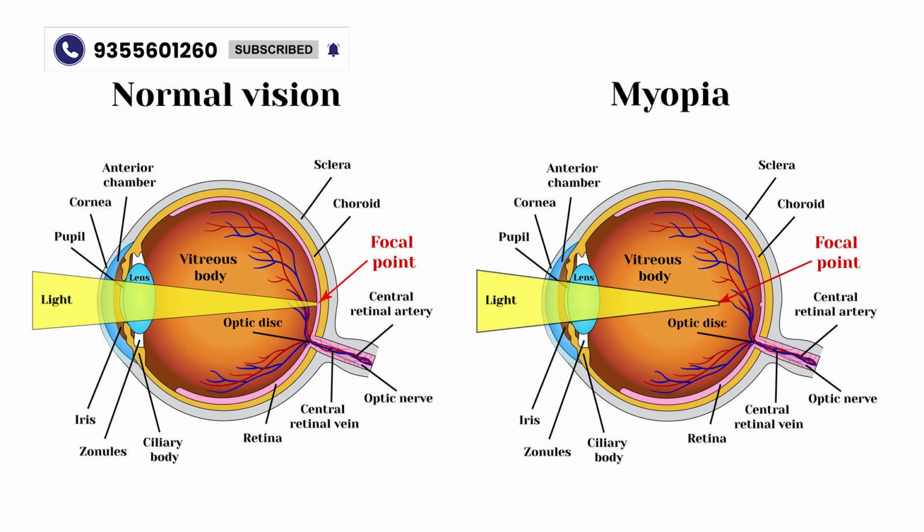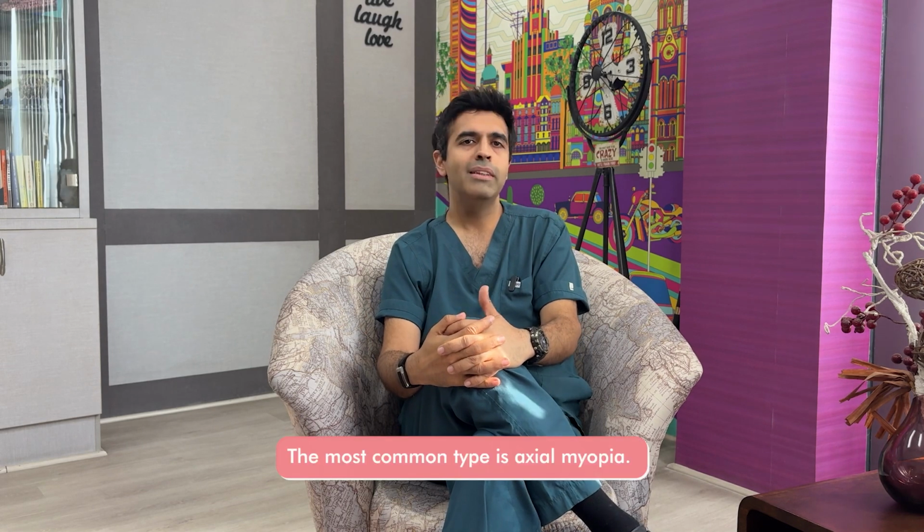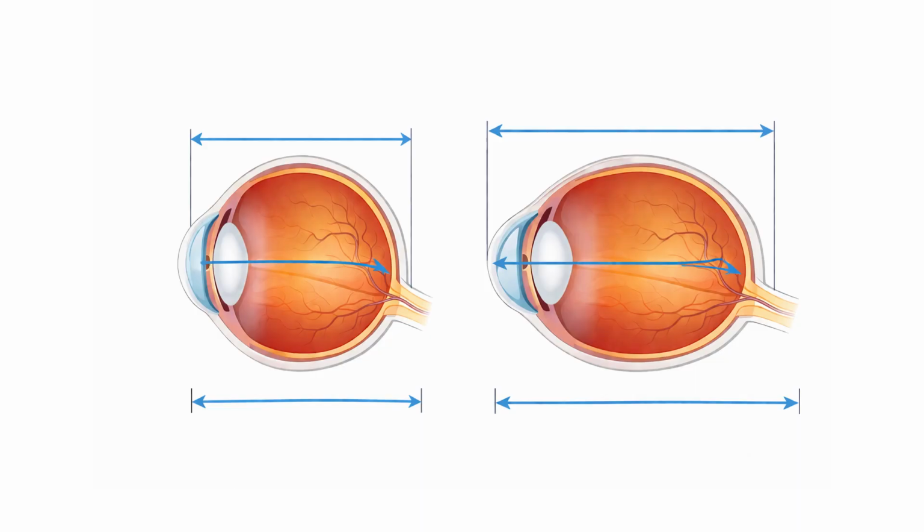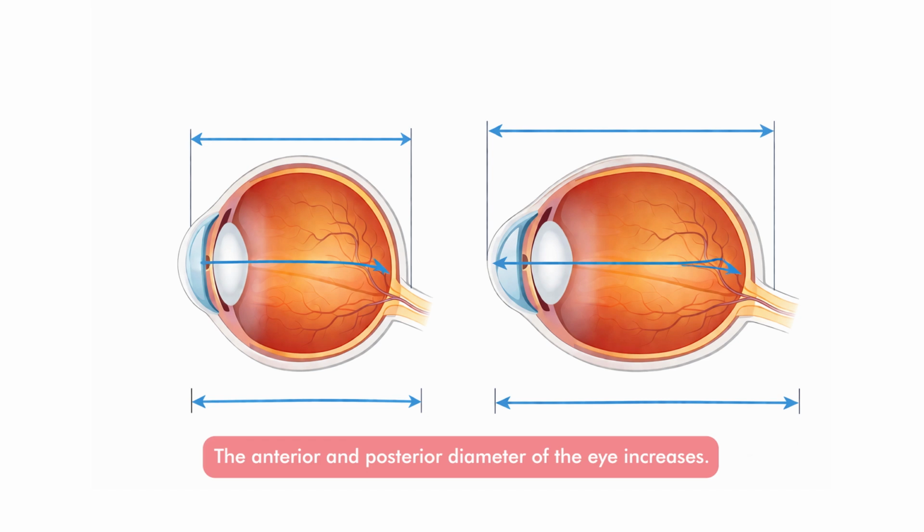So in simple terms, what is myopia? Myopia basically means minus power. That means that the patient requires glasses that are minus power to give the patient clear vision. There are different types of myopias, but the most common is axial myopia. That means that the size of the eye, the anterior posterior diameter, is increasing.